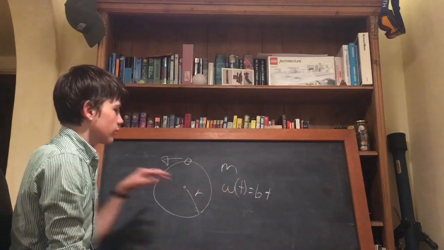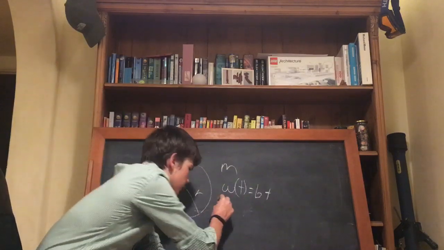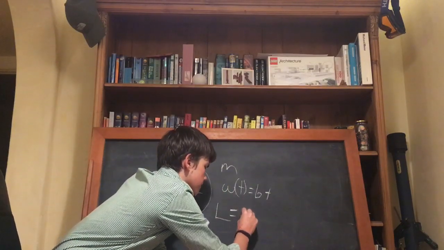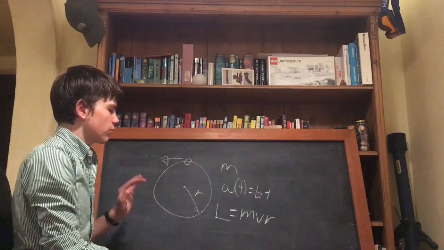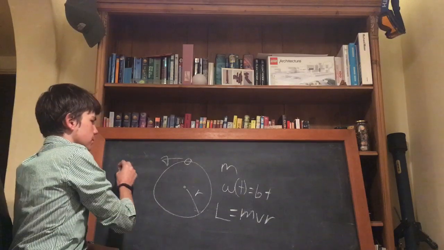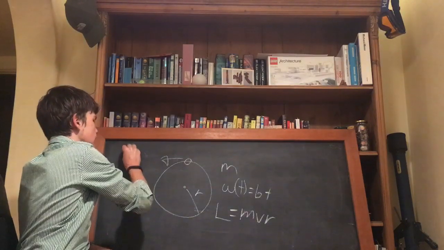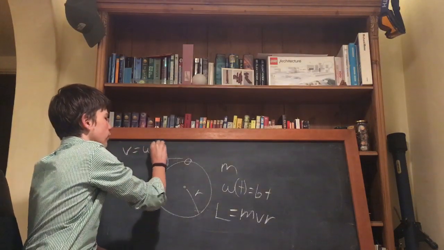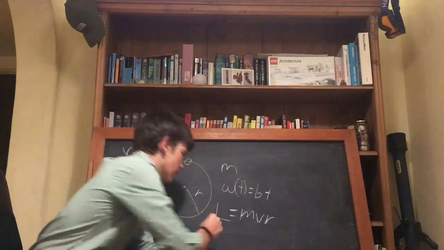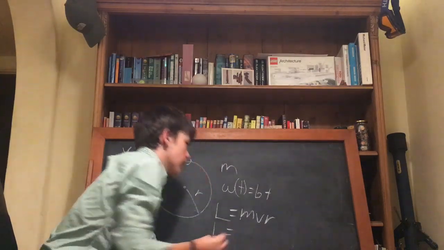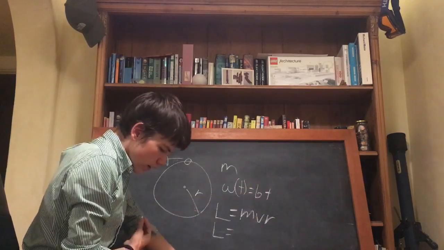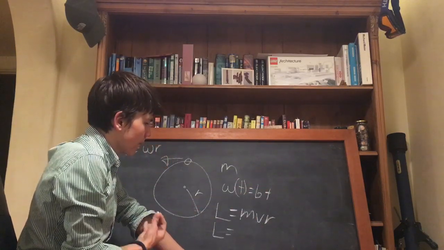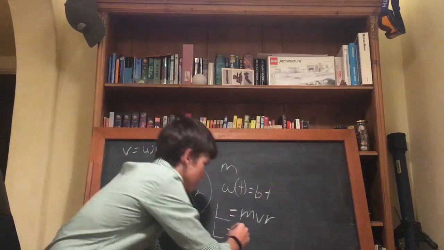So now that we have this, we want to find out the angular momentum, and we know the angular momentum is equal to m times v times r, and if you remember the relationship between velocity and angular velocity, velocity is equal to angular velocity times r. So let's plug that in right there. And as you see here, we are given b and then t, right? B and then t, and then we're going to plug this in here.